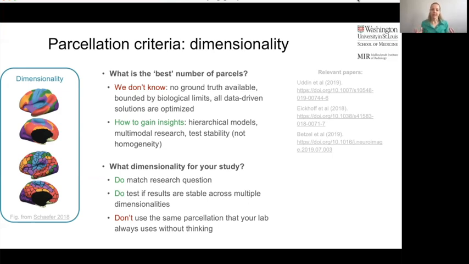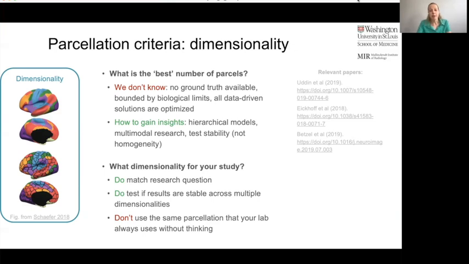So how do we gain insights into this? If you're interested in studying these sorts of questions, I think there are a lot of opportunities for using hierarchical models to link different scales of analysis to each other more explicitly, for multimodal research, leveraging different modalities to gain further insights beyond the limits of the measurement of MRI, and potentially for testing stability and not homogeneity, because homogeneity within a node is always going to improve as the node gets smaller and smaller, but that's not necessarily what we're aiming for.